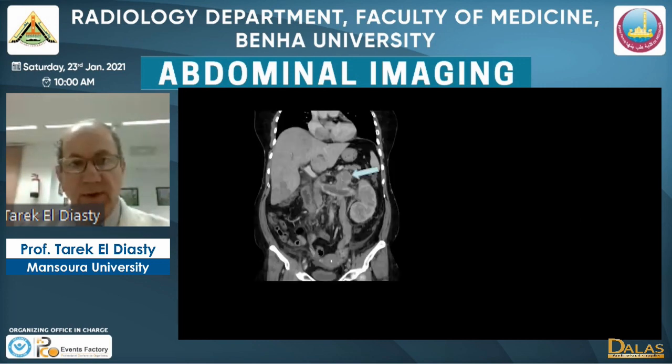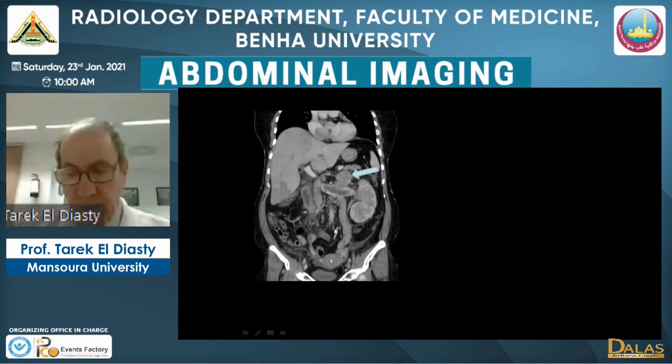So what about this lymph node? This is a lymph node in the coronal post-contrast image, and this is the upper margin of the kidney. So this lymph node is superior to, or above, the upper margin of the kidney.